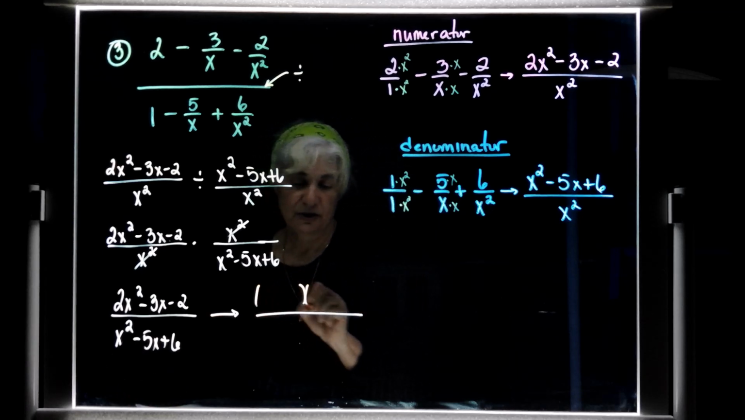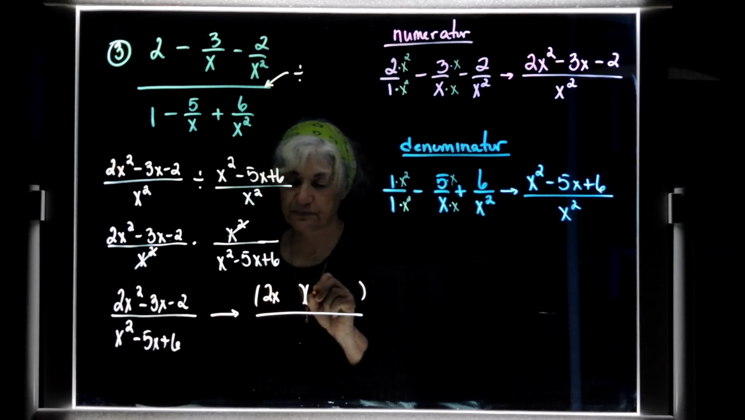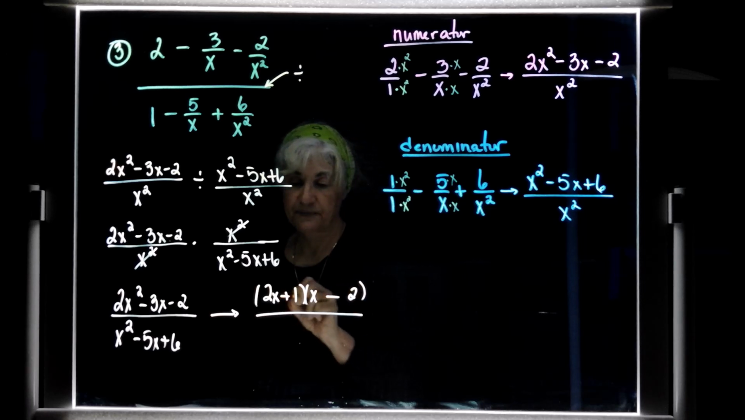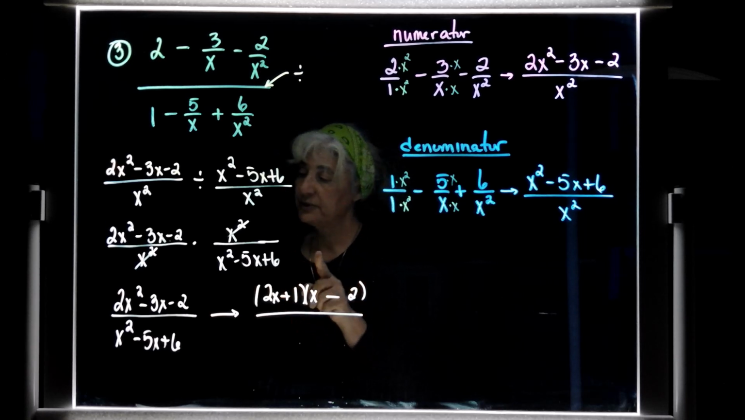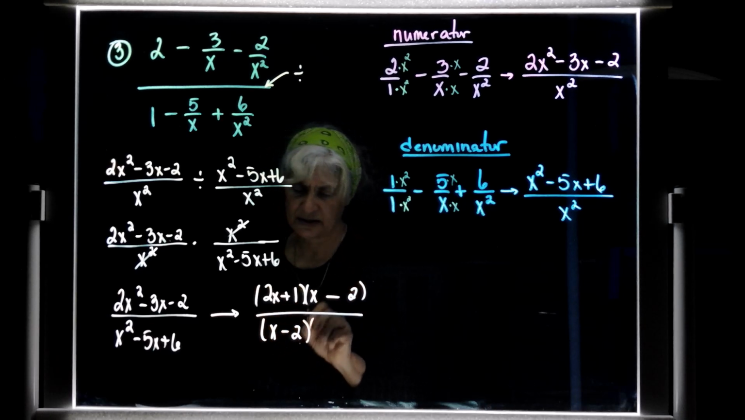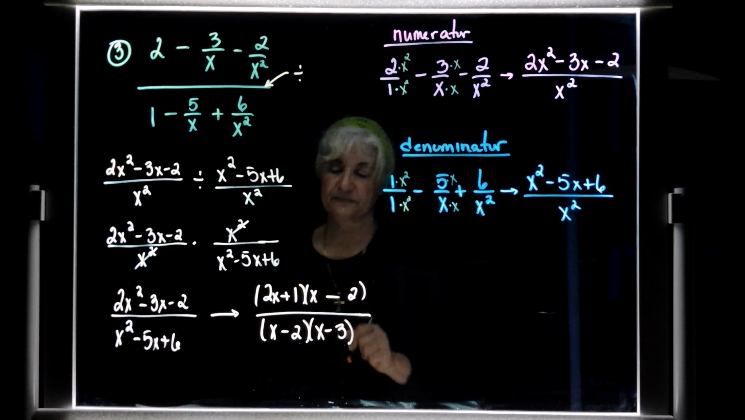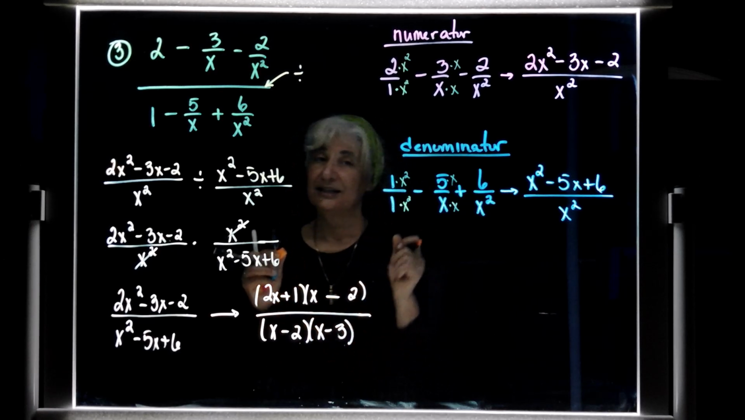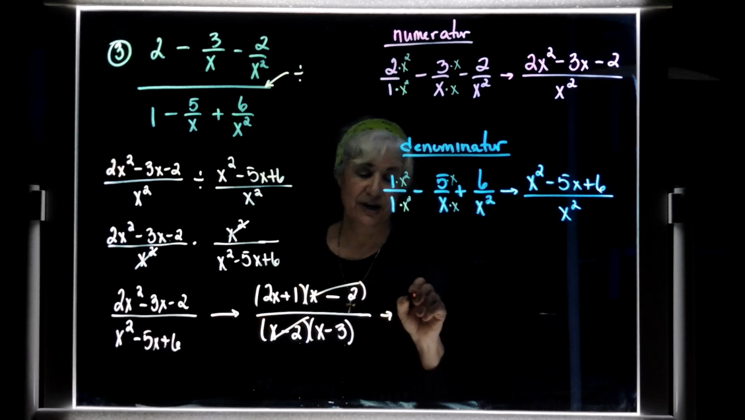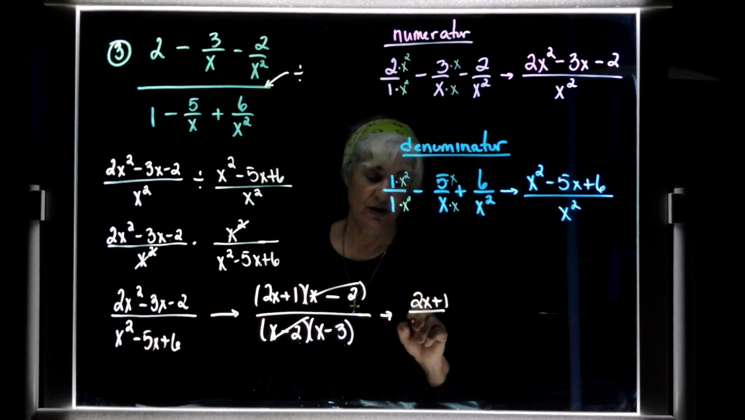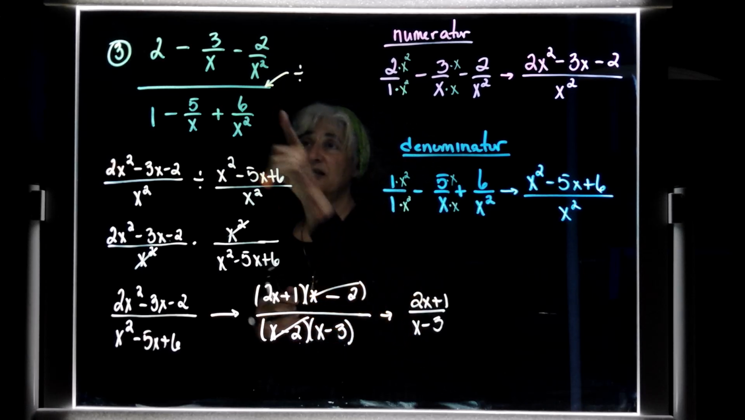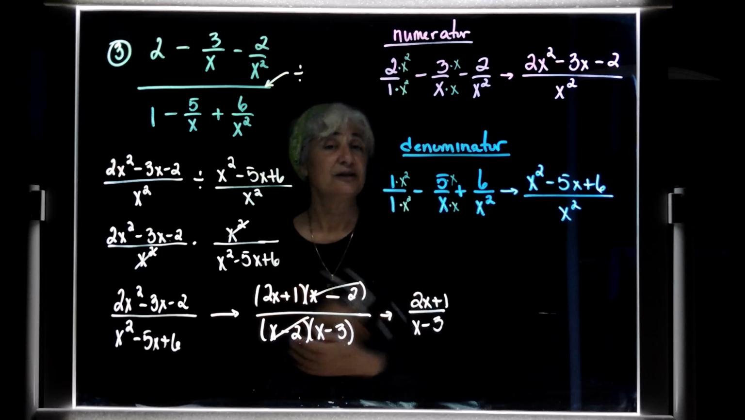Okay, so let's see. This is what I am getting. 2x squared minus 4 plus 1, good. And in the denominator, looks like it's good. With me? Do you see it? This is why we had to factor, because the x minus 2's will drop out, and I'm left with 2x plus 1 over x minus 3. That's as simplified as I can make this particular complex fraction.